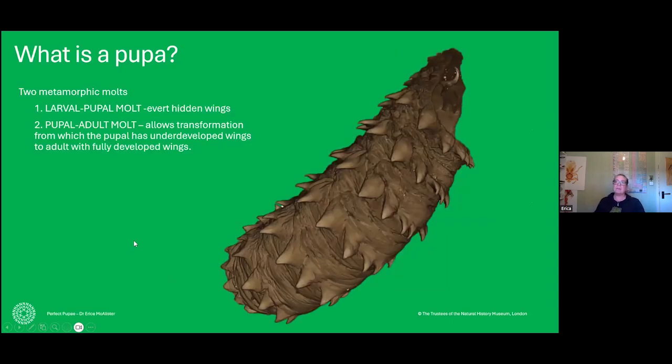So first of all, what is a pupa? So the insect itself, the fly itself, will go through 2 proper metamorphic molts. So 2 different stages where it has to get to where the adult form is. So there is a larval pupal molt. This is your first one to get to the pupal stage, and then the pupal adult molt to allow the transformation by which the pupa with undeveloped wings turns into fully formed wings.